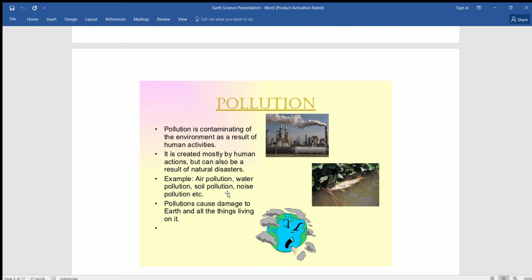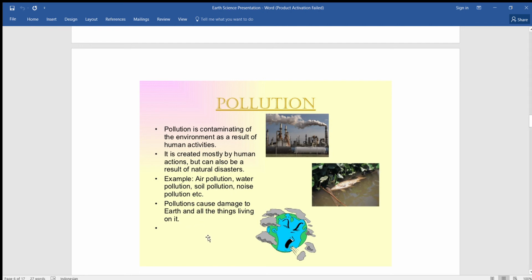Kahit papaano in a way meron tayong share doon sa pagpupulyot ng air, ng soil at saka ng noise, 'di ba? So maingay sa... bakit ba natin inaano, bakit ngayon mga gulay natin kinakain, marami na tayong kinakain na gulay na contains a lot of heavy metals because the soil is already polluted, 'di ba? So yan yun. Pollution causes damage to earth and all living things on it.